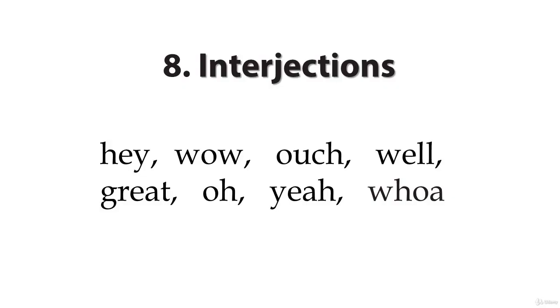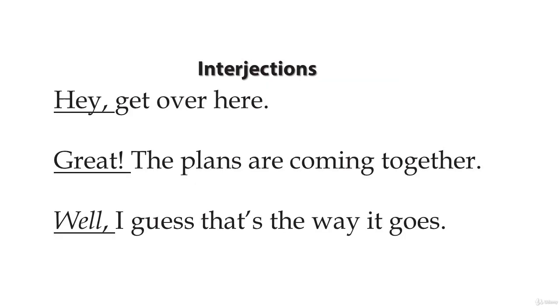All right, last is our interjections. And there's not a whole lot to say here. Here's some examples. Hey, wow, ouch, great. So these are just kind of words that are interjected into a sentence, and we can see how they might work. Hey, get over here. Great, the plans are coming together. Well, I guess that's the way it goes.